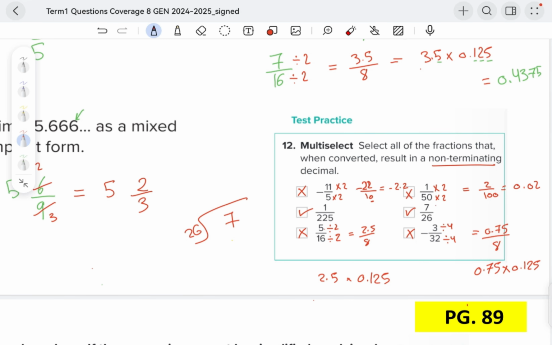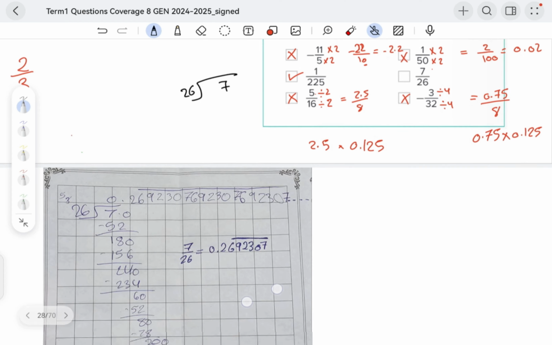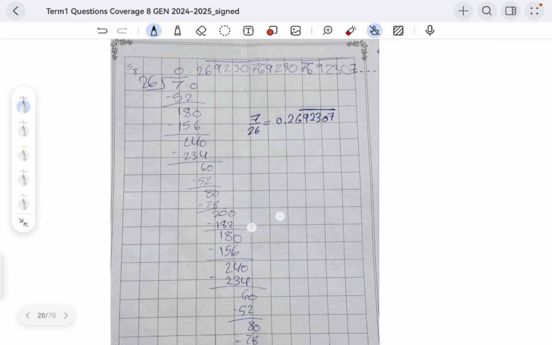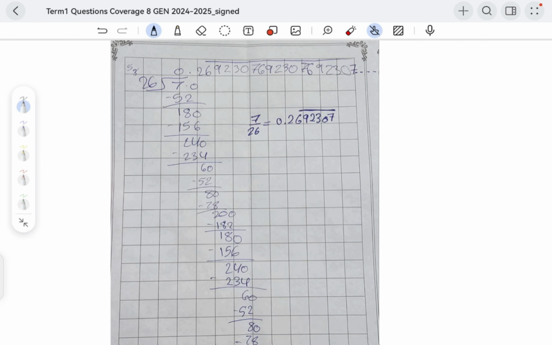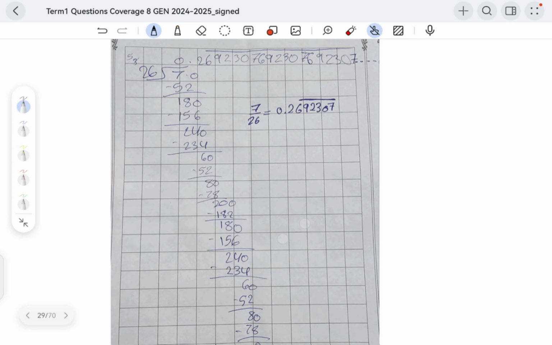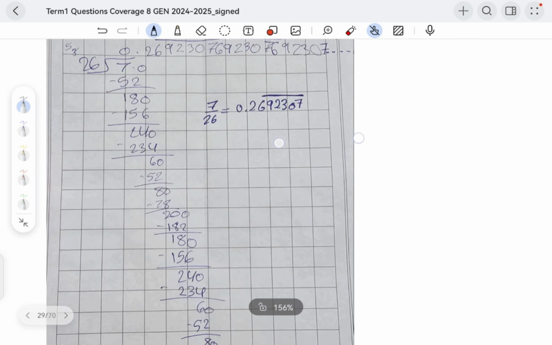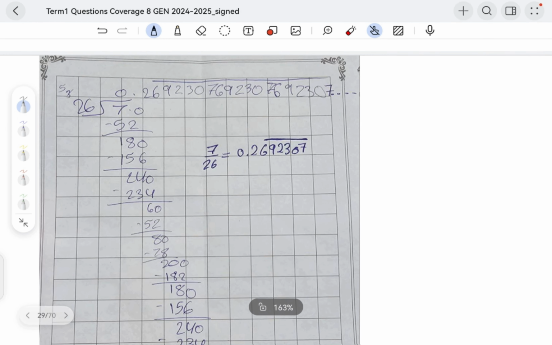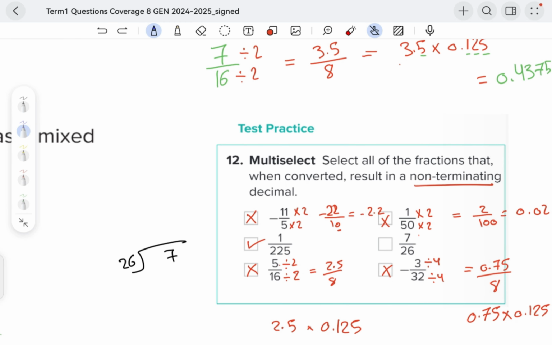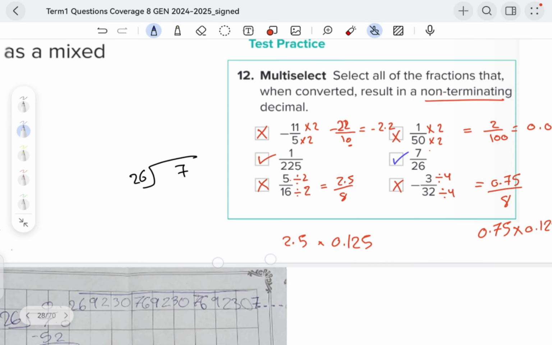is a repeating decimal. One of my amazing students, Muhammad Ahmed, took that challenge and he solved it for us. Big thanks to you, Muhammad, for this hard work. As you can see, here we have 6 repeating digits: 6, 9, 2, 3, 0, 7. It will keep repeating. So this is a non-terminating decimal.